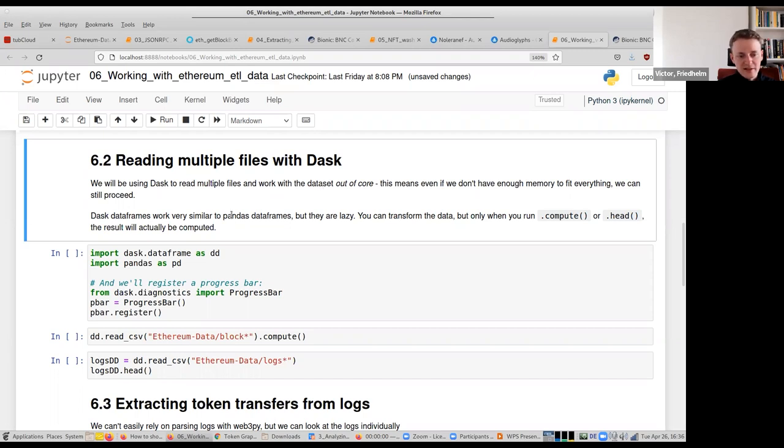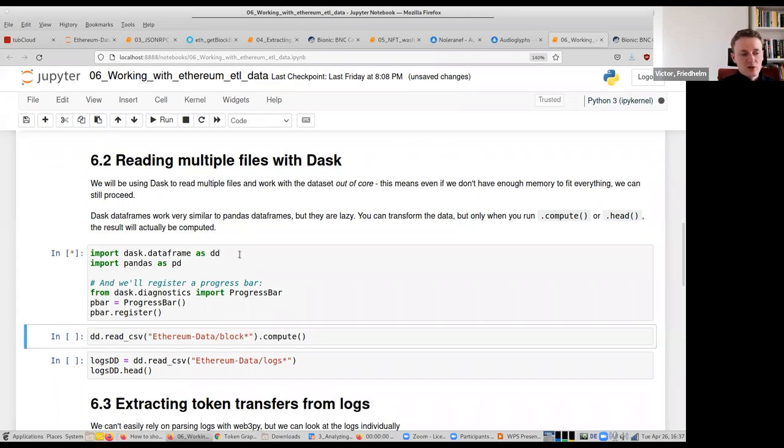Dask is lazy, meaning you can perform all sorts of transformations, very similar to pandas, not 100% the same, but quite similar. And only once you run compute or head, meaning you want to get some actual output, then everything is computed. And also, and I haven't covered this here, Dask also has a way to run in a distributed fashion. So you could have multiple worker nodes and use distributed data frames in a very similar fashion to how you are familiar with pandas.